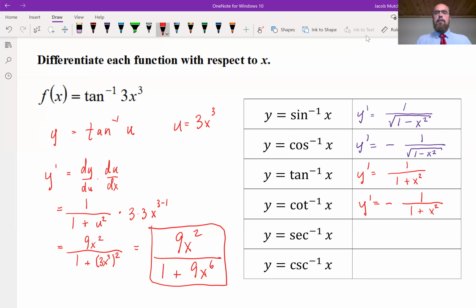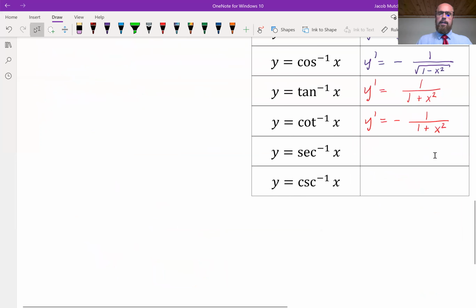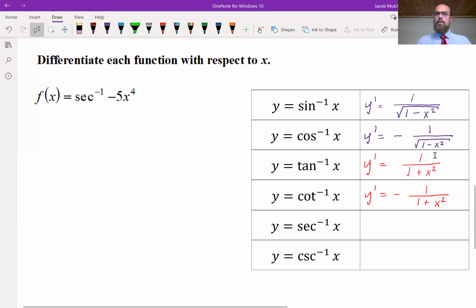Let's take a look at a third and final example involving inverse secant. So again, I've got the inverse secant function here, inverse secant of negative 5x to the power of 4. So that is definitely a composed function. Let's give our formula for the derivative. The derivative of inverse secant of x is 1 over x times the square root of x squared minus 1.